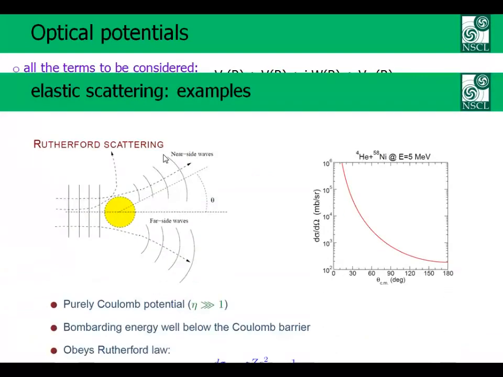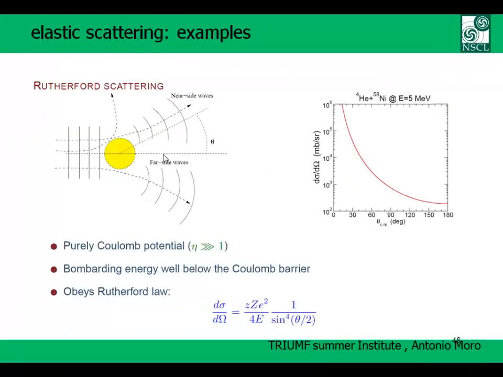Now, I was going to cover a few examples, and then Antonio is going to discuss how we're going to do this in practice, in running the code. So let's take the case that Antonio has for the alpha on nickel. If you do scattering at low energies, you don't really see the nuclear effects very much. Okay? So this is the process. It's purely Coulomb. It's well below the Coulomb barrier, and it goes pretty much like Coulomb.